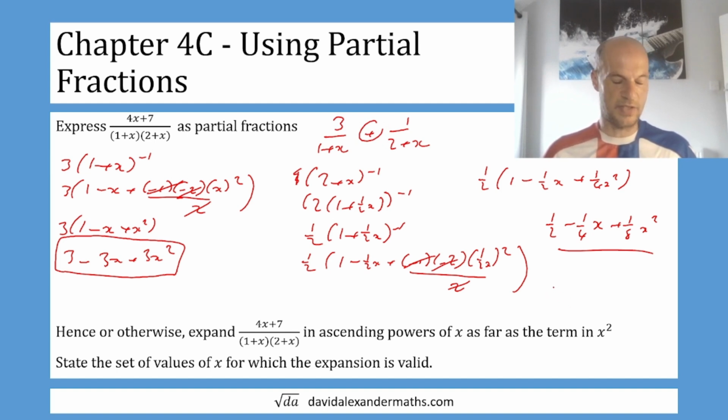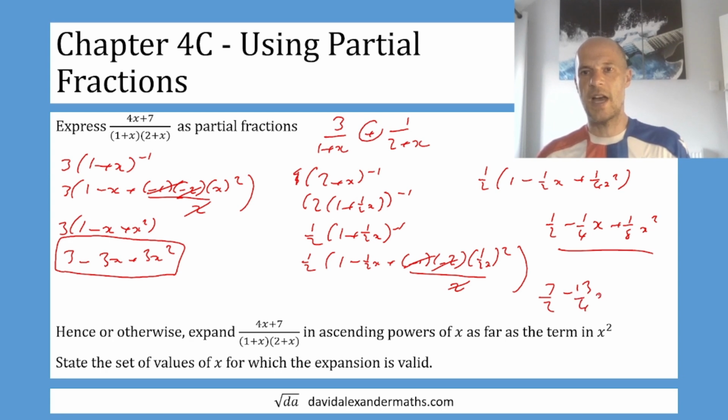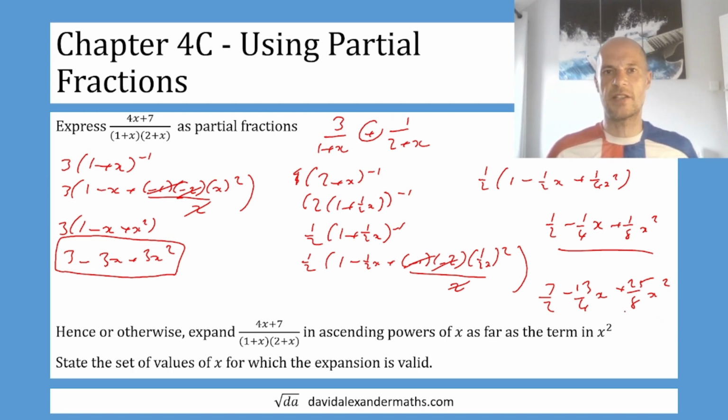Okay, so now all we need to do is add them together, and 3 plus 1/2, that is 7 over 2. We have here -3 plus minus 1/4, so -3 minus 1/4, so that is -13 over 4 x. And finally we've got 3x squared plus 1/8 x squared, so that is 25 over 8 x squared. There we go. So we have done our expansion as far as the x squared term.